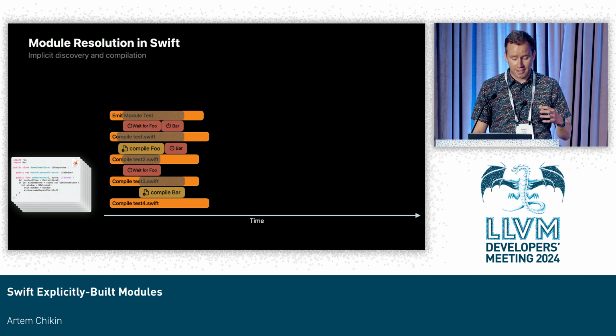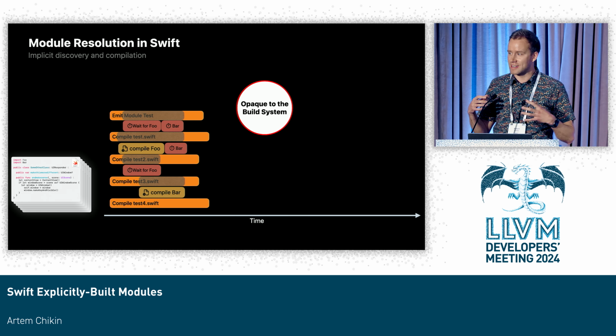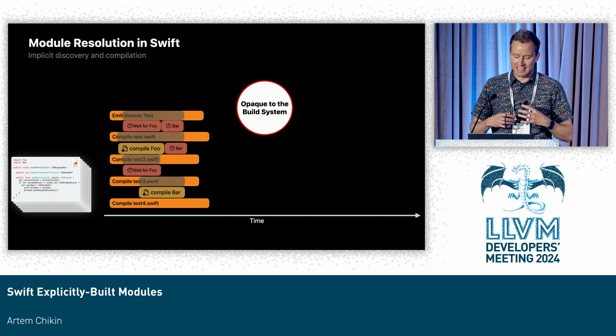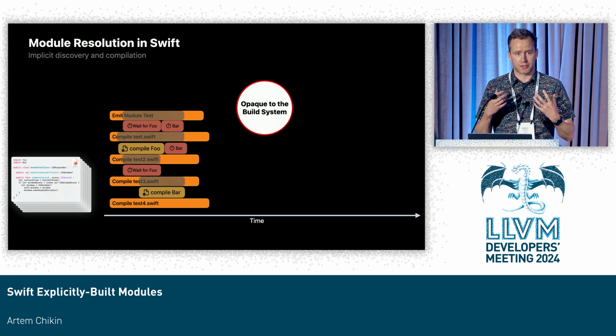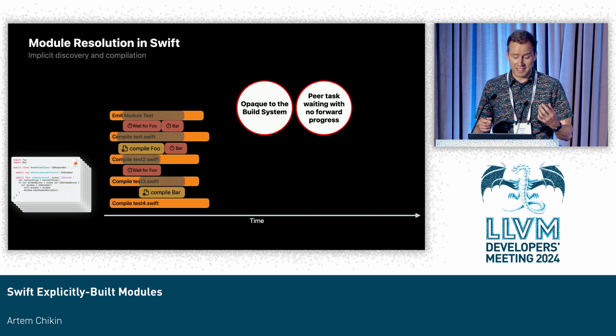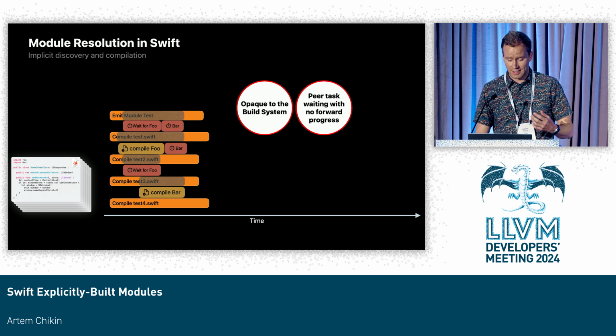To highlight some of the downsides, in addition to the various correctness pitfalls that Michael and Ian highlighted, this process is entirely opaque to the build system. When a build system creates a set of tasks to compile a given target, it doesn't have any idea of how much work a given task is going to take, how many threads it's going to spawn, how to best take advantage of your machine's resources. Peer tasks end up waiting on these file system locks, making no forward progress, but also at the same time taking up valuable execution lanes, which is clearly suboptimal.